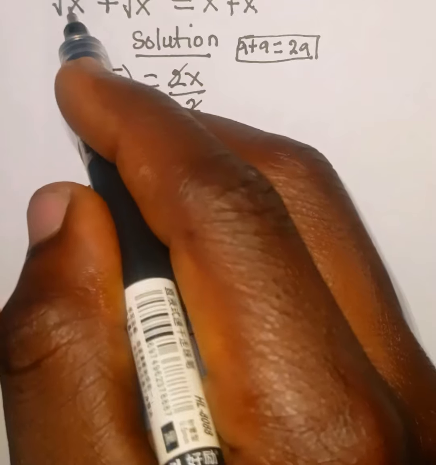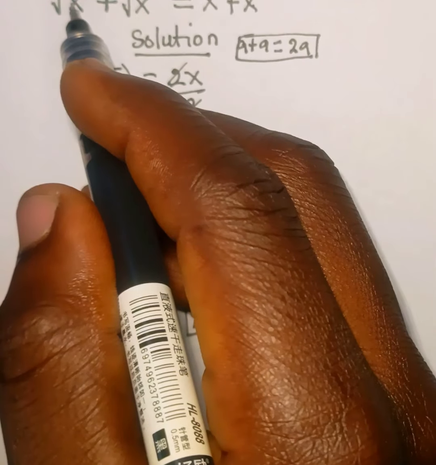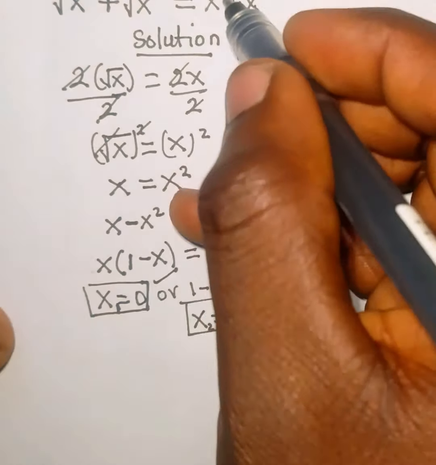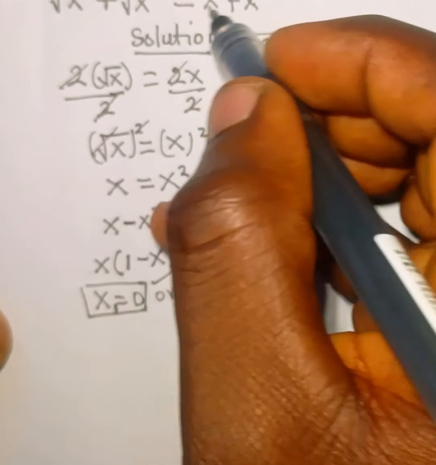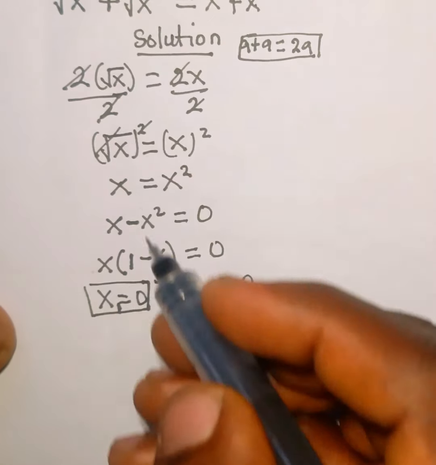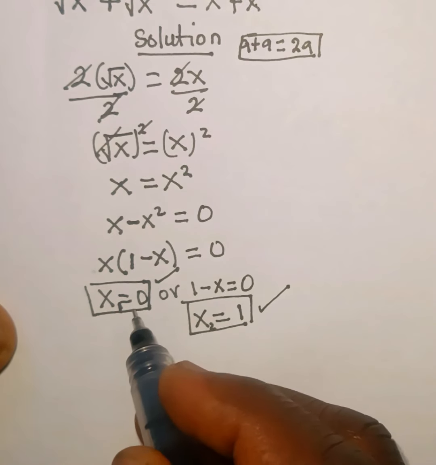And when you plug in 1 here and 1 here, square root of 1 is 1, square root of 1 is 1, 1 plus 1 is 2. And when you plug in 1 here also, we're going to get 2. So 2 is the same as 2. Therefore, these two real numbers satisfy the equation. So x is either equal to 0 or 1.